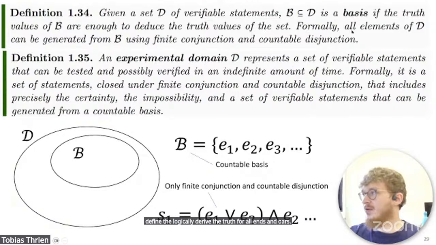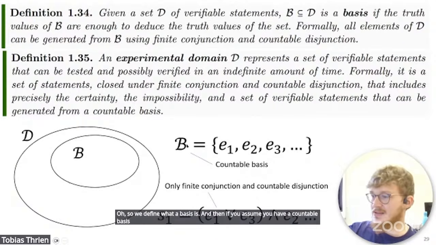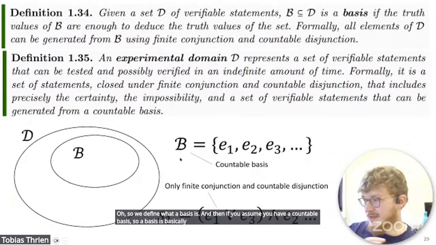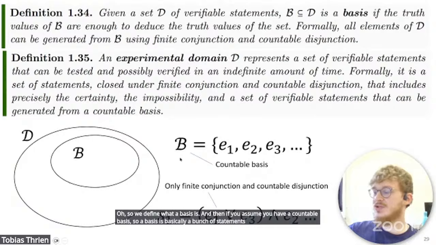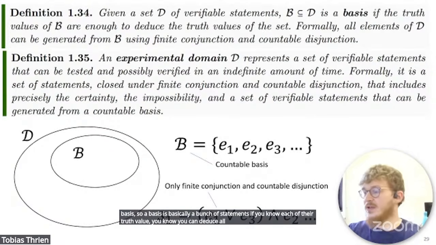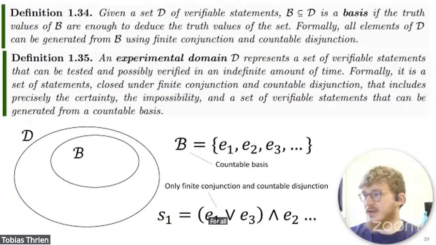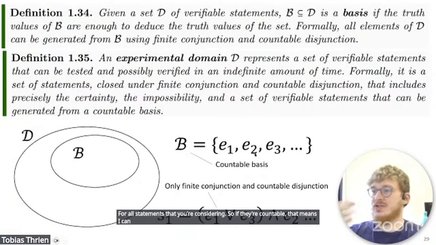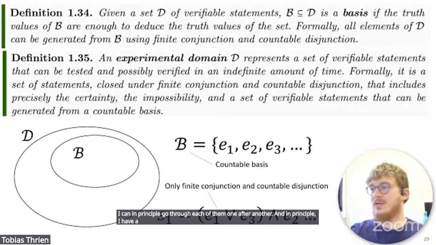So we define what a basis is. And then if you assume you have a countable basis, a basis is basically a bunch of statements. If you know each of their truth values, you can deduce all truth values for all statements that you're considering. So if they're countable, that means I can, in principle, go through each of them one after another. And in principle, I have a plan to find out all the truth values.